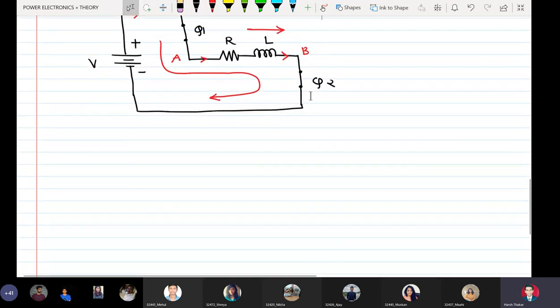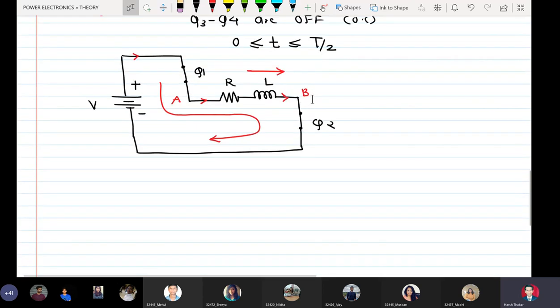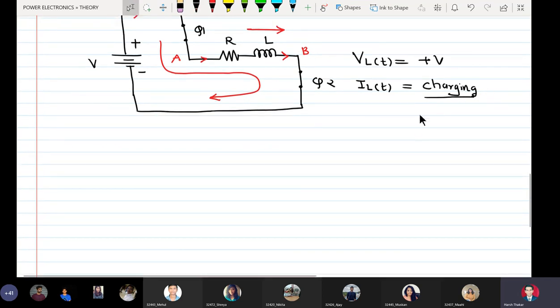Okay, so let us put down the values of the load voltages. As I told you, A gets connected to the positive plate, B gets connected to the negative plate. So in this condition, we can write that VL of t is equal to plus V. What about IL of t? Now see, the inductor is getting connected to the positive plate. That is why it will have a charging nature. So it will be something like this, depending upon the value of R.